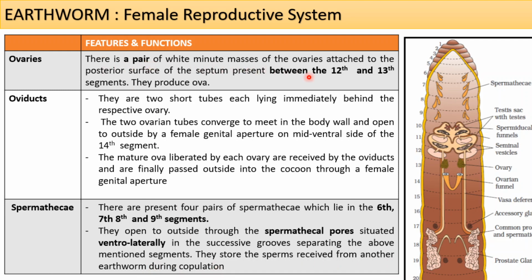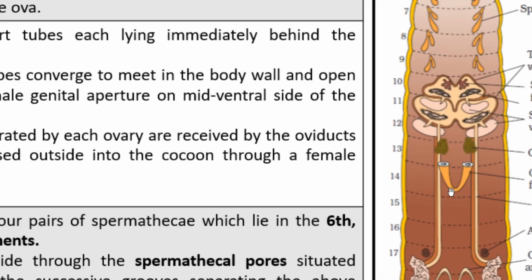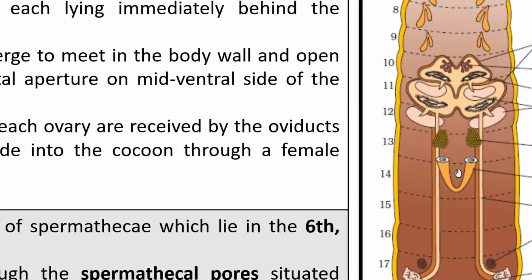Ovaries: a pair of white masses. Right. These are the ovaries between the 12th and 13th segment, the septum, right? At the edge of 12th and 13th. Can you see the ovaries situated here, right? Obviously, the role of ovaries is nothing but to produce ova. Now, just below each of the respective ovary, you will have an oviduct, a very short ovarian funnel. Just zoom in. Look at this, right? So from here you will have the release of the ova.